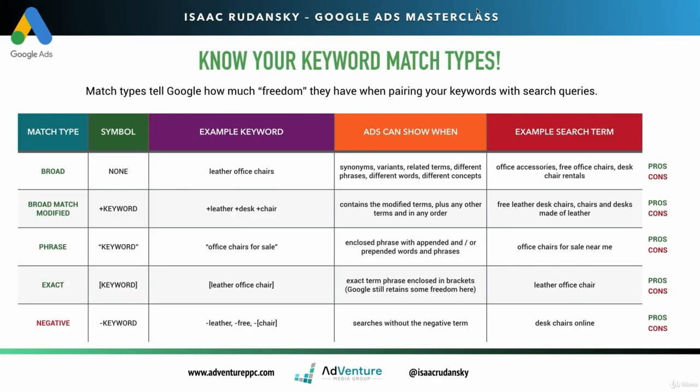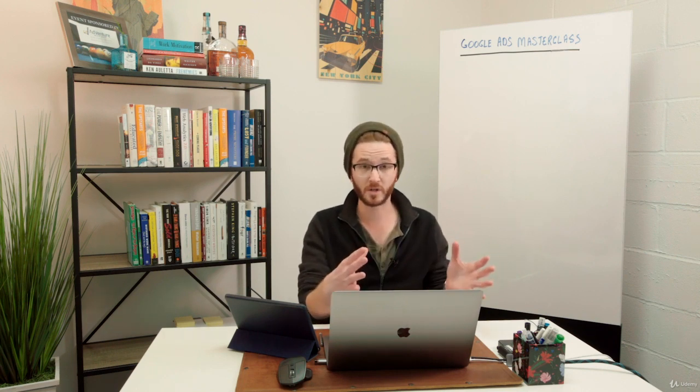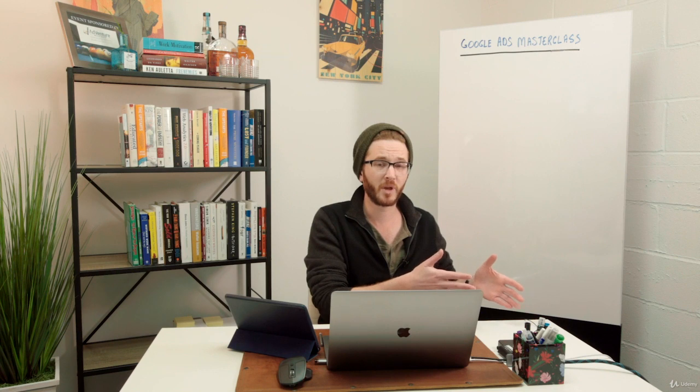First of all, it's important to have a basic understanding of what keyword match types are. Match types tell Google how much freedom they have when pairing your keywords with search queries. If you recall, search queries, or search terms, are different than keywords. Keywords are the phrases and words that you put in your ad groups. Search terms are what people search Google for, and depending on how strict or loose you define your keywords by using match types, it will seriously influence which search terms will trigger any given keyword.